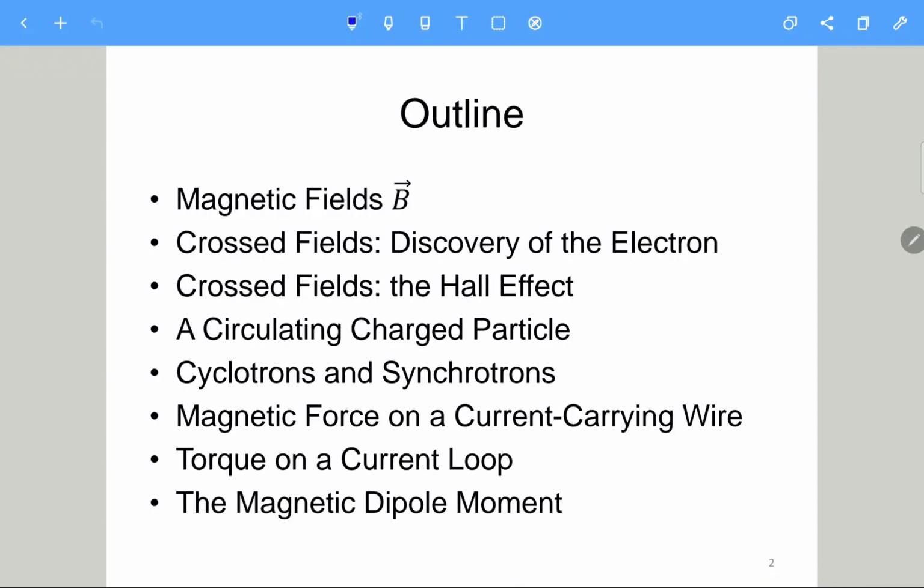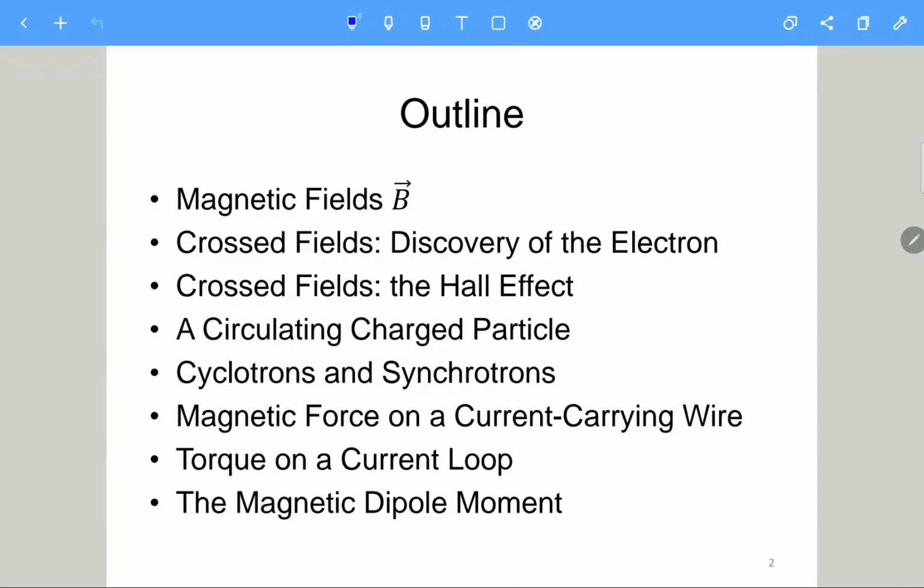the cross product. So in my opinion, it's more difficult to understand the concept. But we will learn it in chapters 28 to 30. In chapter 28, we'll start to learn about when there is a magnetic field, and what the effect will be on a charged particle.